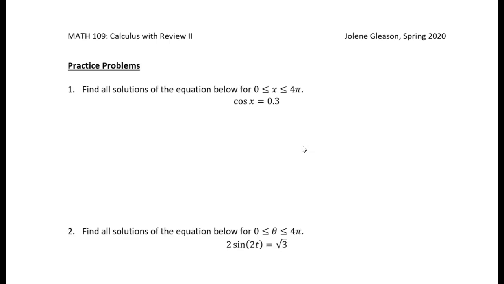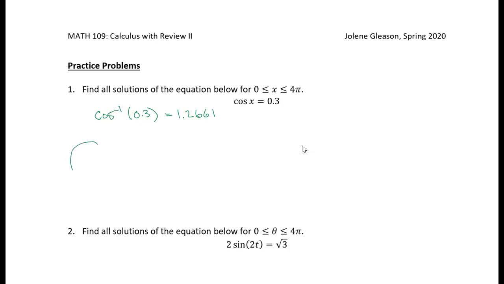All right, so here's the first practice problem. This is very similar to one of the ones we just did. We're going to use our calculator to calculate the cosine inverse of 0.3. That gives us a number in radians, 1.2661. Okay, that's one answer, right? It's the answer that's between 0 and pi.